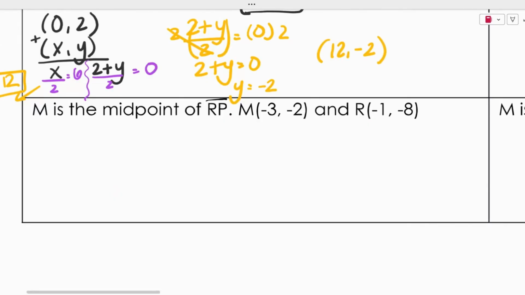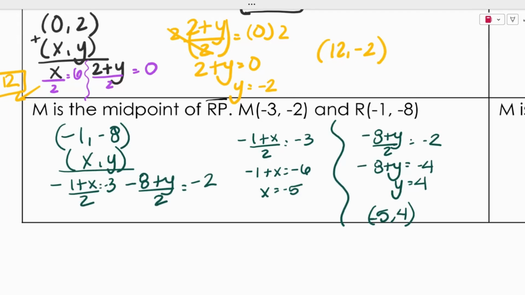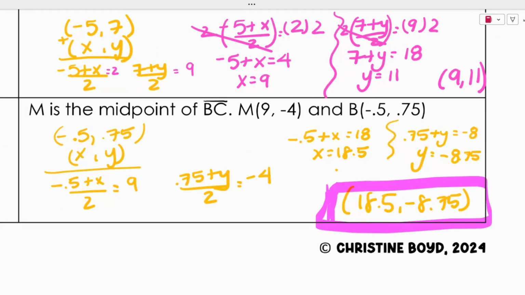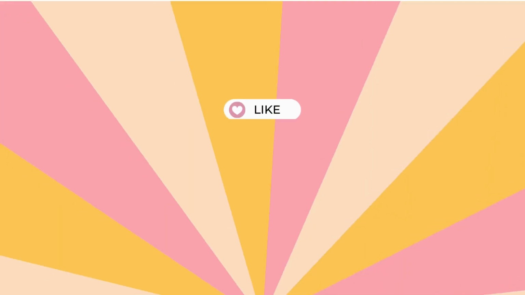Here's the next example. You can go ahead and pause this and then unpause it to see if you get the correct answer. If you got -5, 4, that means you're on the right track. And lastly, here is another example. Go ahead and pause this, work on the question, and then come back to see if you got the right answer. And the answer is 18.5, -8.75. That's all for this video.